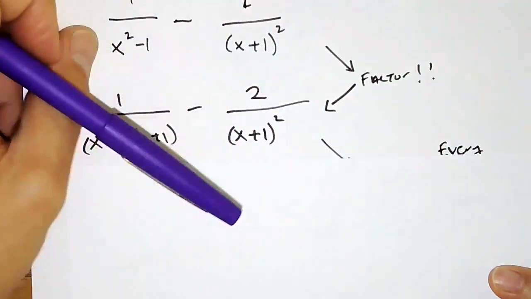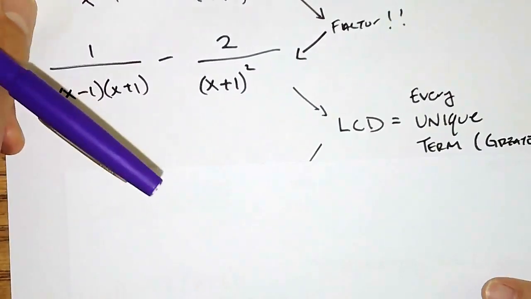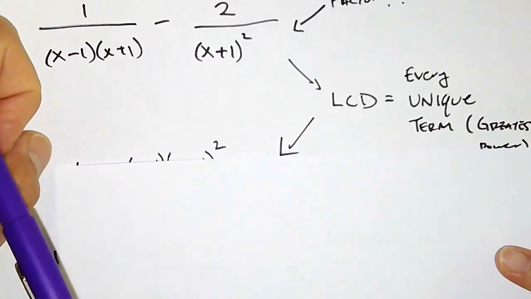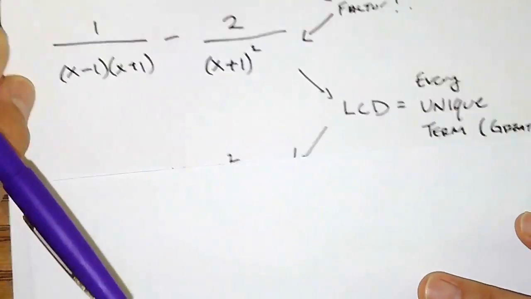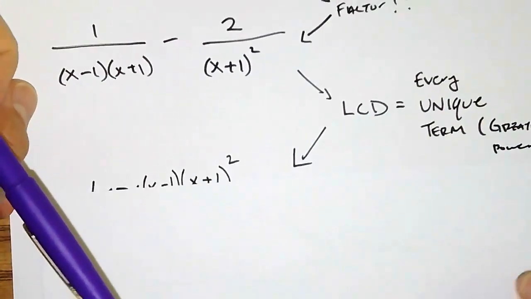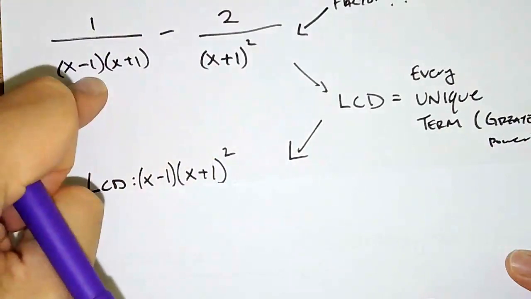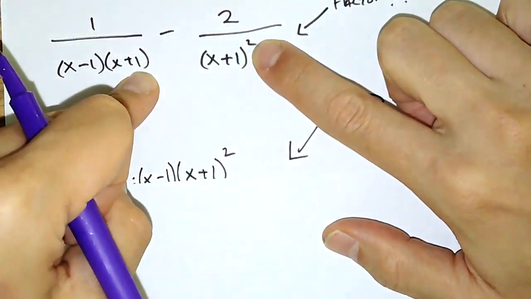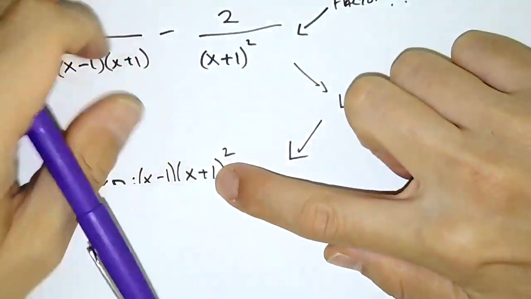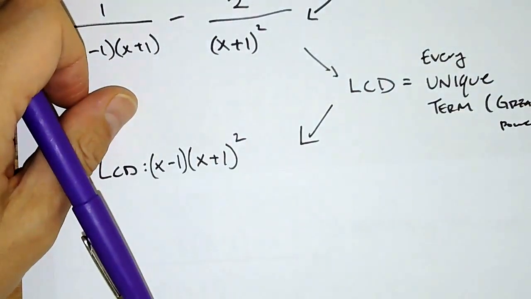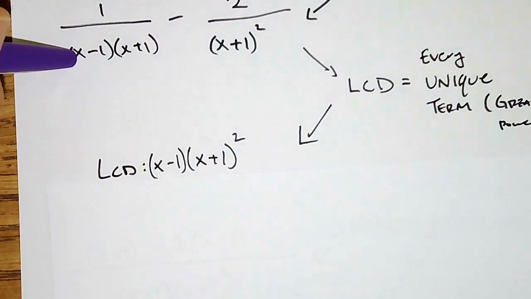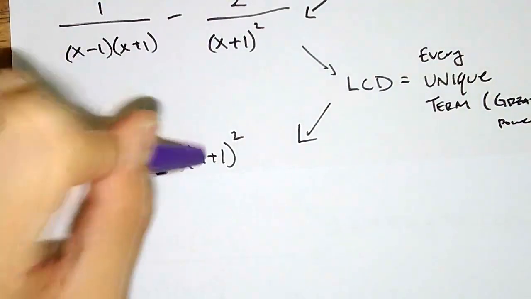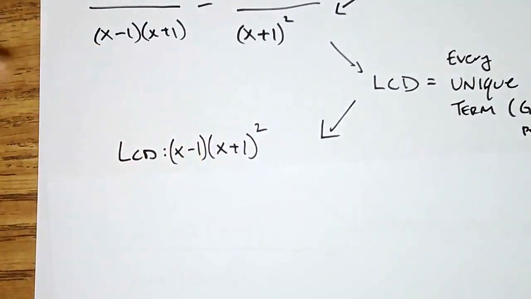And I still have this. My LCD will always be every unique term to the greatest power. I say the greatest power because I see an x plus 1 here and an x plus 1 here, but this one is squared. So we're going to take this, make that my LCD, times this unique term of x minus 1. So my LCD is x minus 1 times x plus 1 quantity squared. Okay?